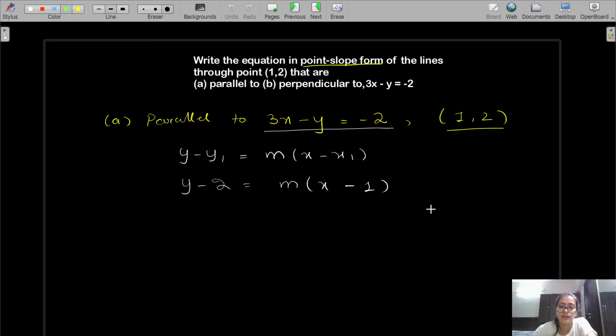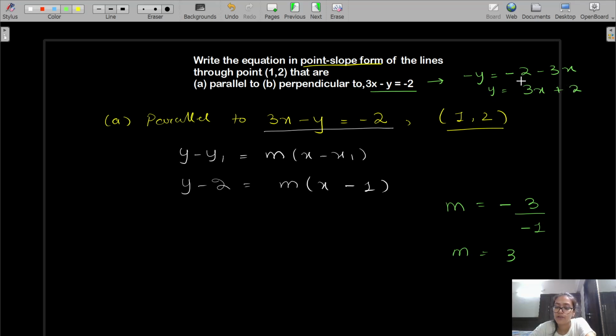Okay, so for this line, the slope will be the negative coefficient of x, which is 3, over the coefficient of y, which is -1. So the value of m is 3. Or you can also convert this into slope-intercept form by bringing 3x to the other side. So negative y equals -2 minus 3x, and y equals 3x plus 2. So the value of m here is 3.